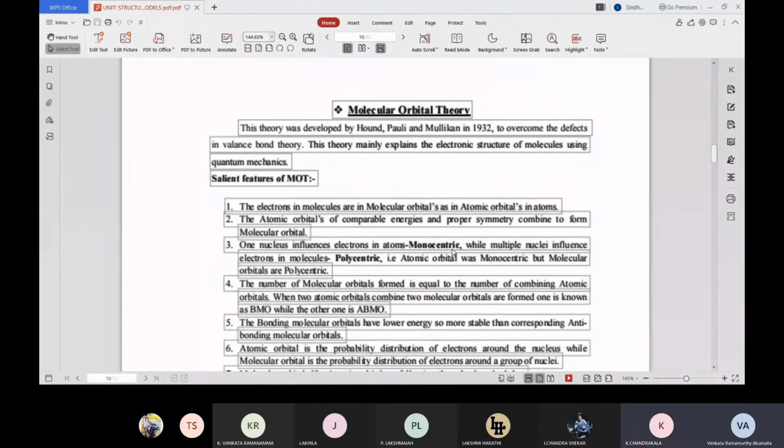This is the first unit, structure and bonding models. Already the Planck quantum theory, de Broglie equation and Schrodinger wave equation are completed. Three parts are over, and another one is particle in a box, the derivation part, particle in a box and the hydrogen atom. First, Planck quantum theory, de Broglie equation and Schrodinger wave equation.